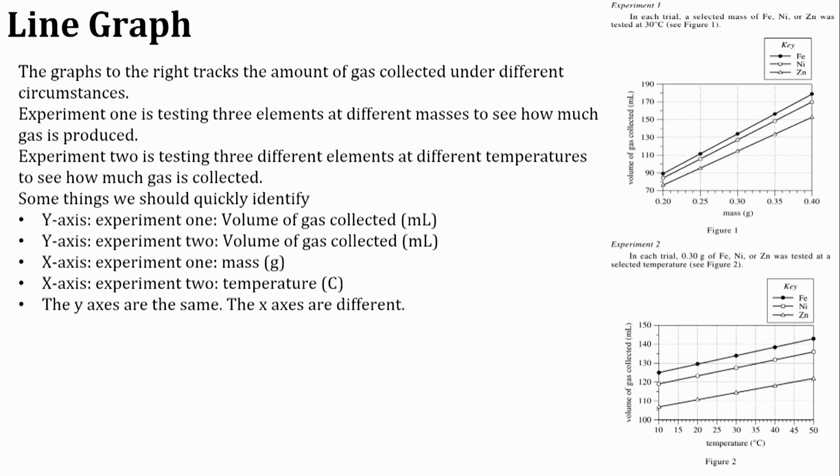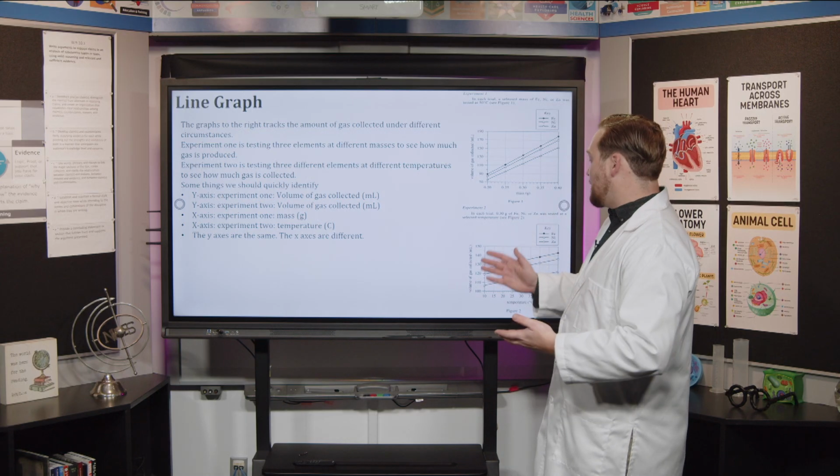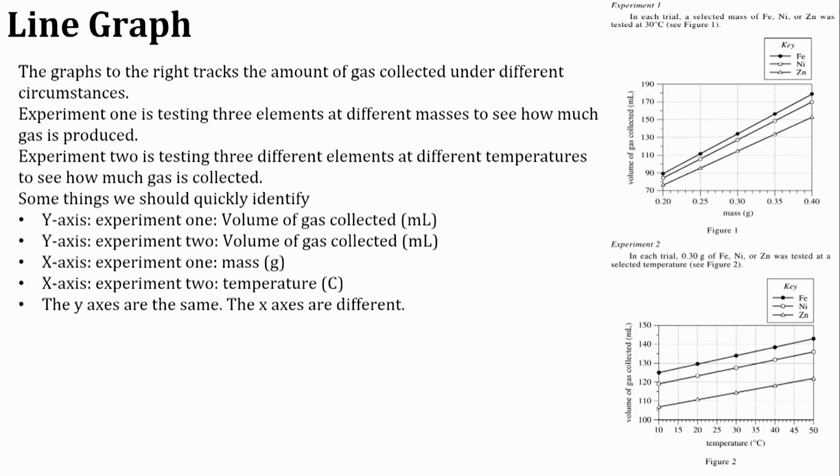Okay, so what does that tell us? The y-axes are the same, and the x-axes are different. So what we're really trying to figure out here is something to do with gas collected. How much gas are we making under these different circumstances? The top graph is going to test different masses, and the second experiment is going to test different temperatures. But the elements that we're using are the same. If you look at the key up there, the three elements that we're using in both of these are the same. It's iron, nickel, and zinc.